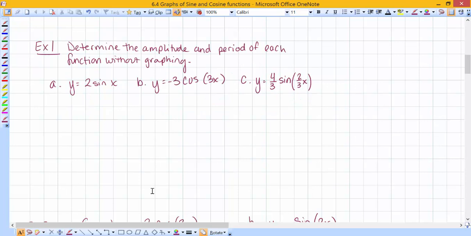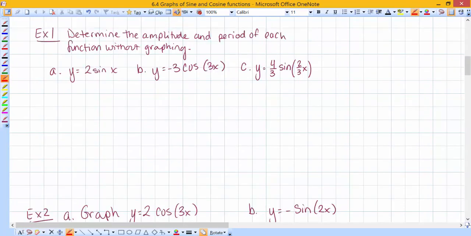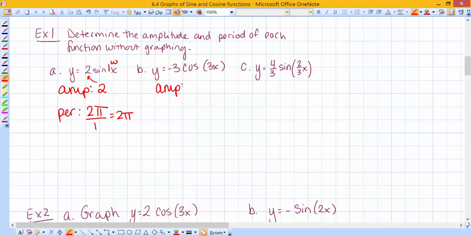Actually, let's do example 1. This is not graphing. Here you guys are going to just determine the amplitude and the period. And it's the same thing whether it's a sine or a cosine graph, amplitude and period are the same. So let's go ahead and do that. Here, my amplitude is 2. It comes from the coefficient. Period is 2 pi over omega. Here is your omega. So 2 pi over 1 is 2 pi. In B, even though it's a negative 3, your amplitude is still 3.